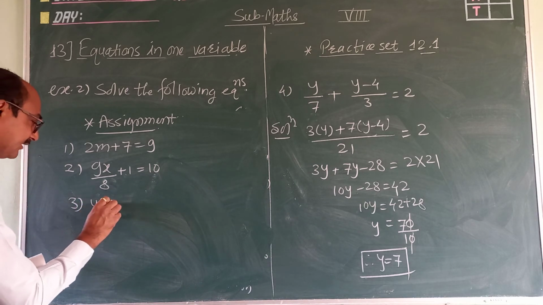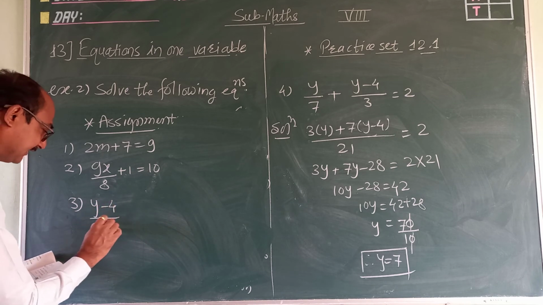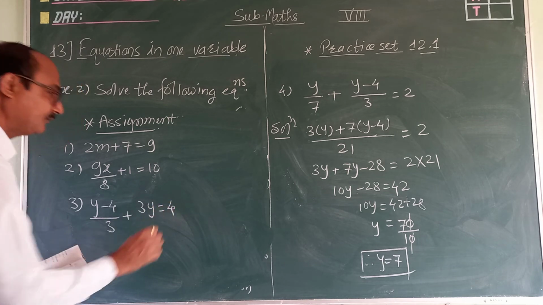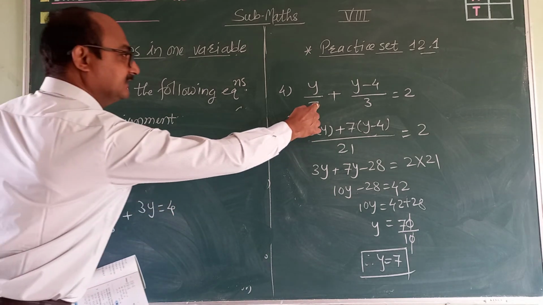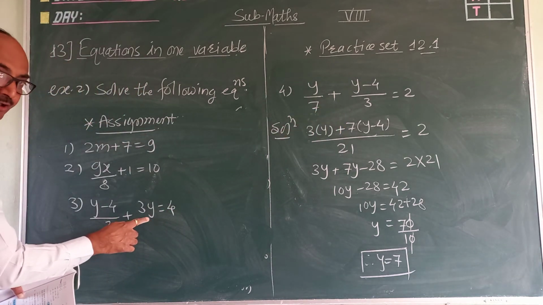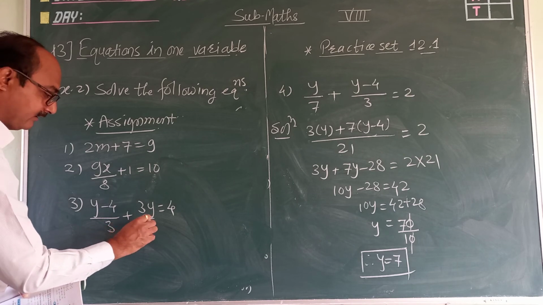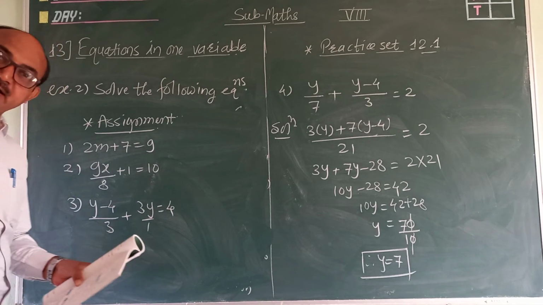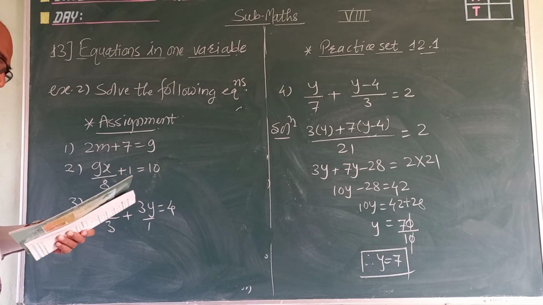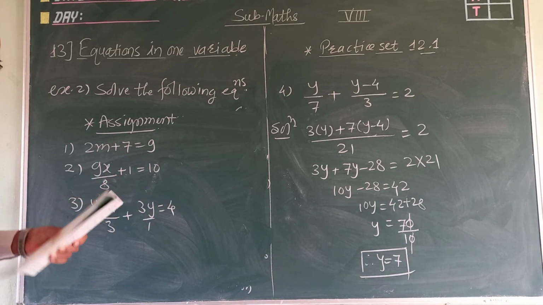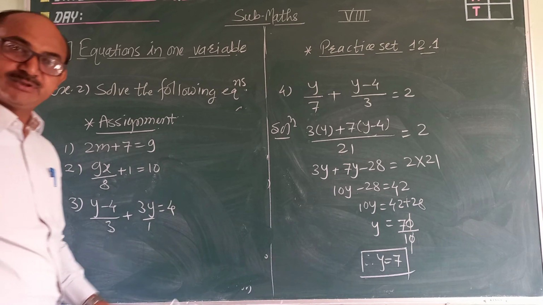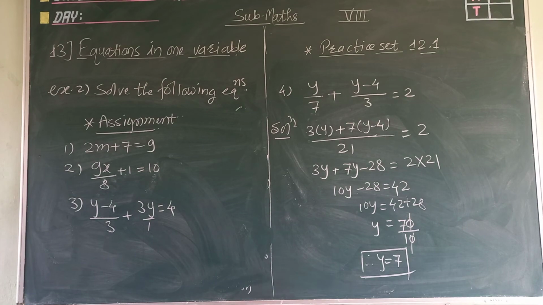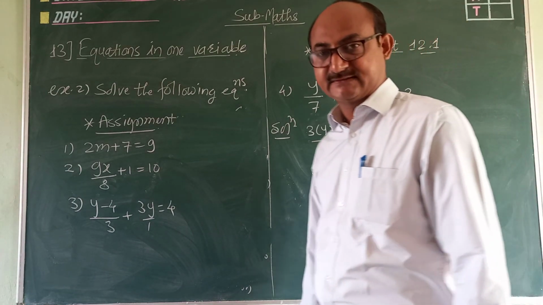Then here, y minus 4 upon 3 plus 3y equal to 4. This example is like this. Here no denominator means what? 1. Here you have to take LCM, then cross multiplication and solve the remaining part like this one. So I think you have to solve these 3 examples. Solve it and send me the photocopy of all these examples.